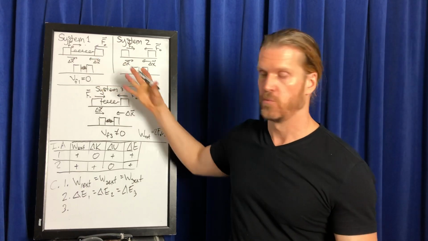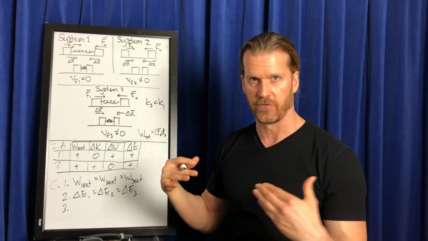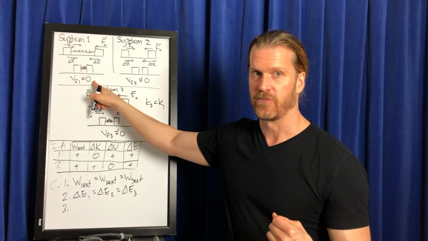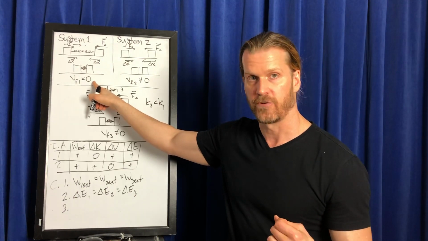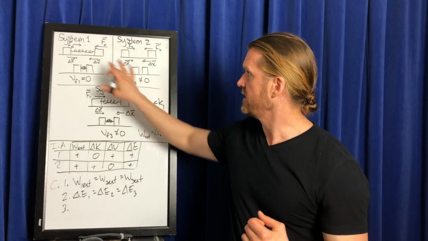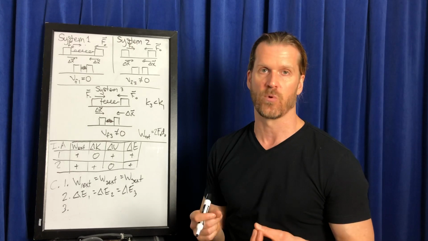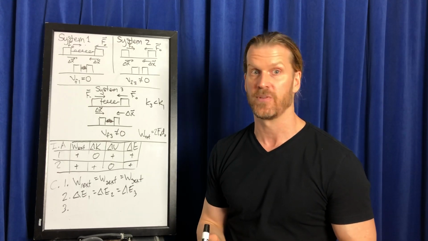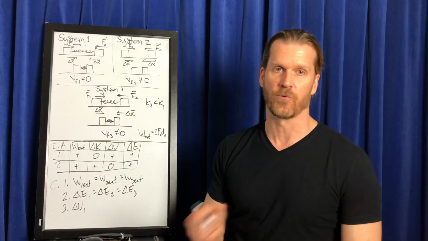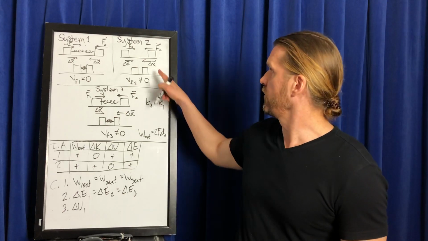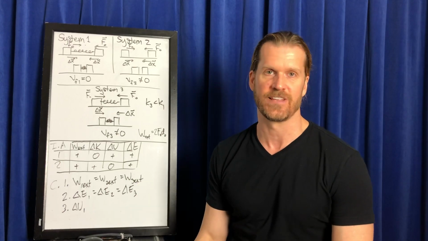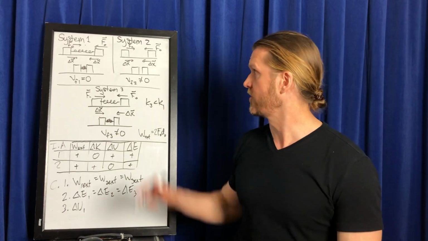So in system 1, when we did that work on those blocks and squished the spring, all of that work went into squishing the spring. None of that work got turned into kinetic energy because v final is 0. So in system 1, we can assume that the external work equals the change in potential energy. So system 1 will have the greatest change in potential energy. System 2 had no change in potential energy. There wasn't any potential energy at all to deal with. That one's going to be last.